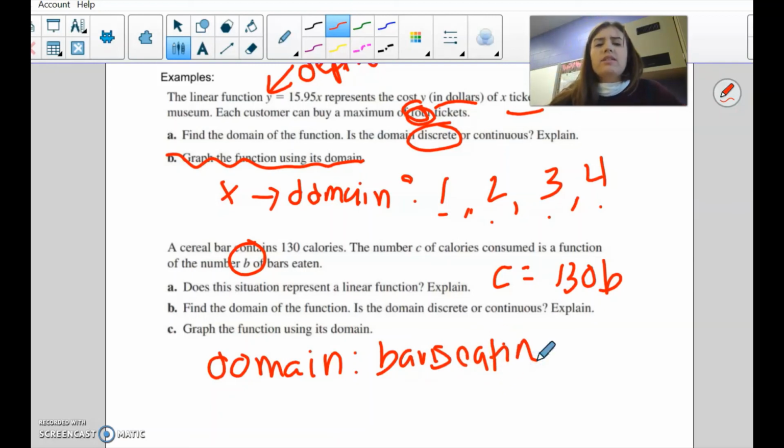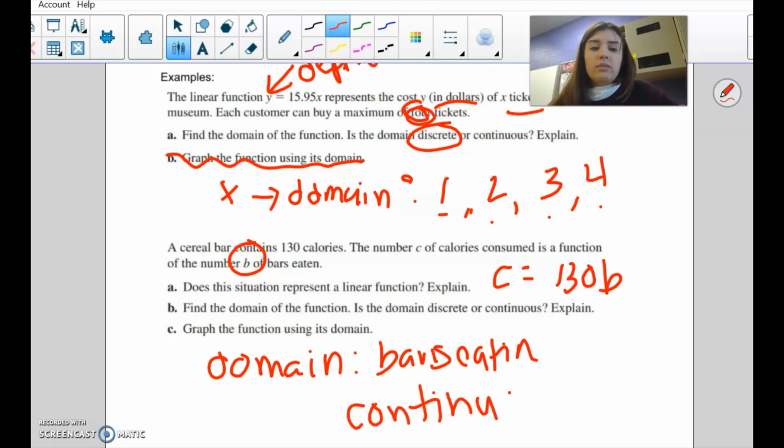So they ask, is this discrete or is this continuous? Every time you figure out what the domain is, whether it's tickets, bars eaten, hours, whichever, you have to think, can I write this as an interval? Tickets, we said no. For bars eaten, we're going to say yes, this is continuous. Because you can eat half a bar, a bite of a bar, a third of a bar. You can eat 5 bars and half of another. So this is going to be continuous.